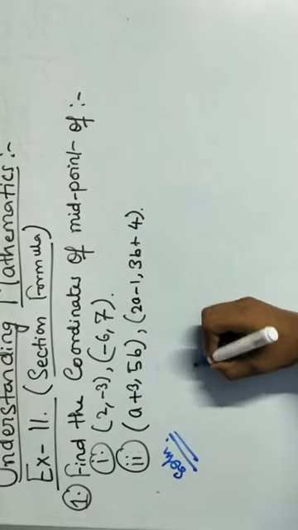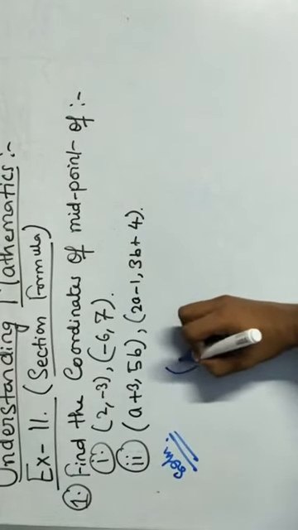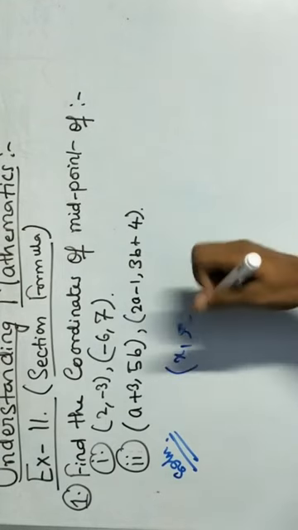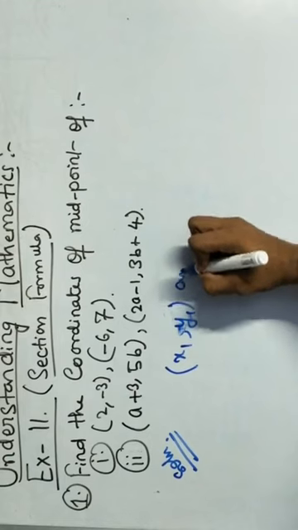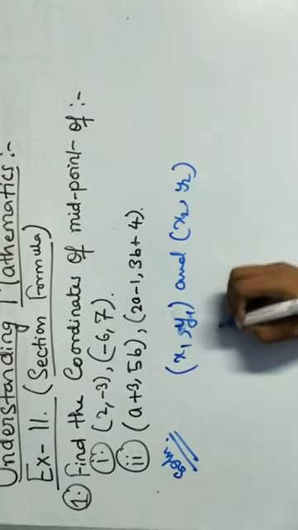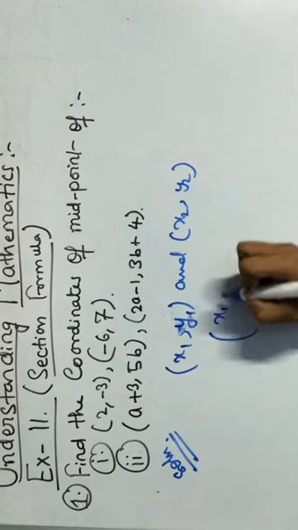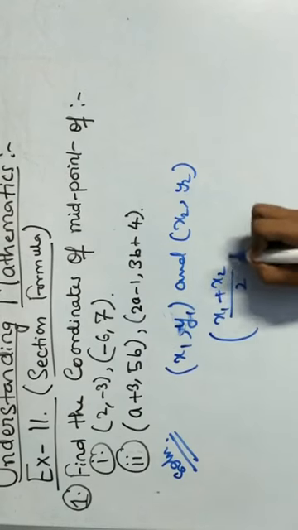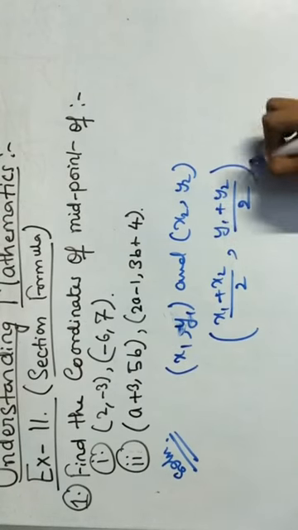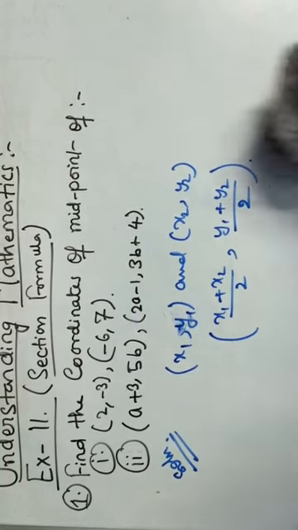I hope you remember, if there are 2 points (x1, y1) and (x2, y2), then the coordinates of the midpoint will be ((x1 plus x2) by 2, (y1 plus y2) by 2). So using this formula we will solve the sums.